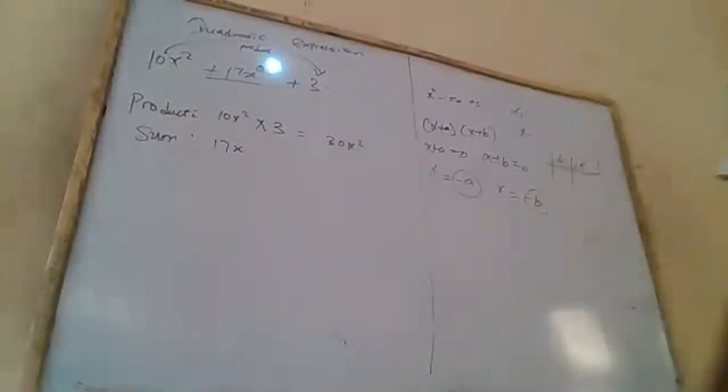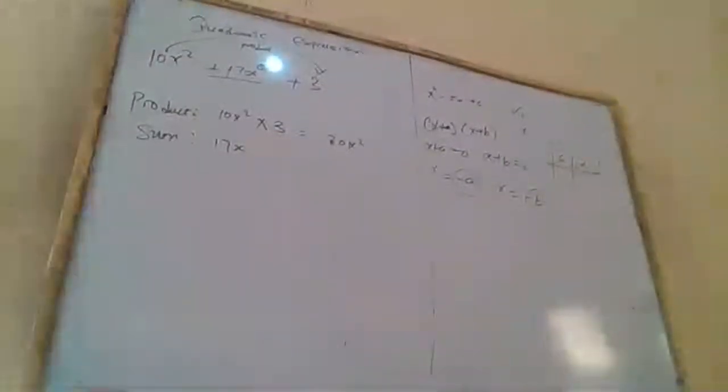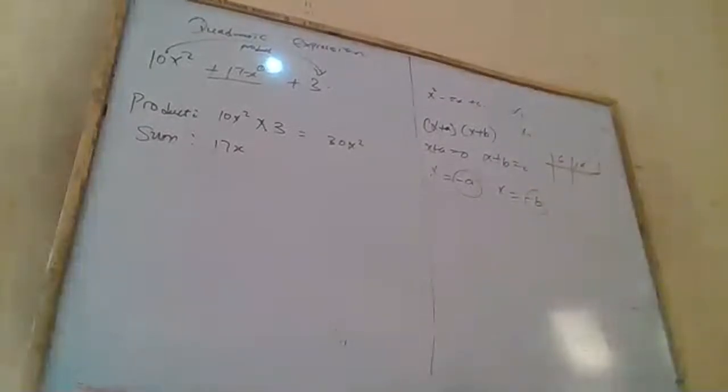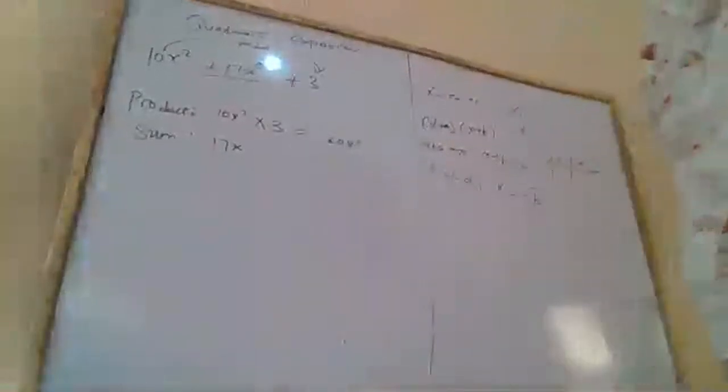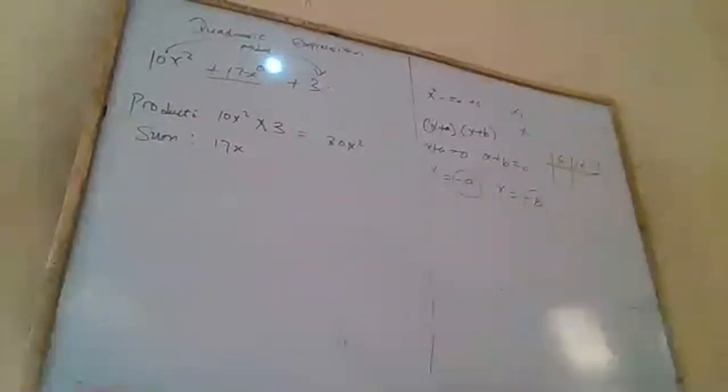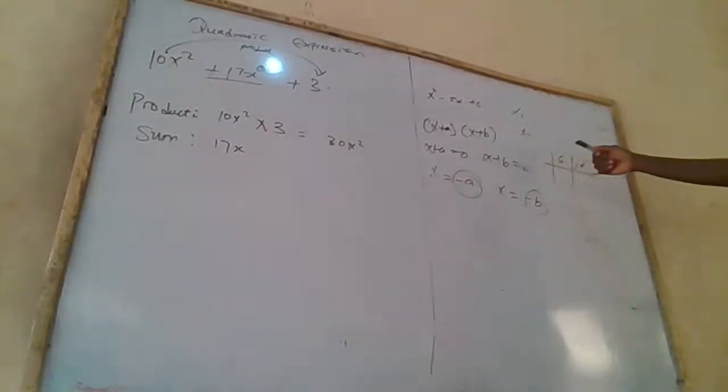What is the HCF for 6 and 4? What's my highest common factor, please? It is the highest number that can divide the first number and the second number. What is that? 2. So 2 is the only number that can divide 6 and 4.